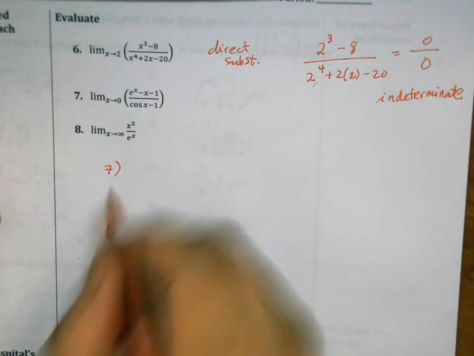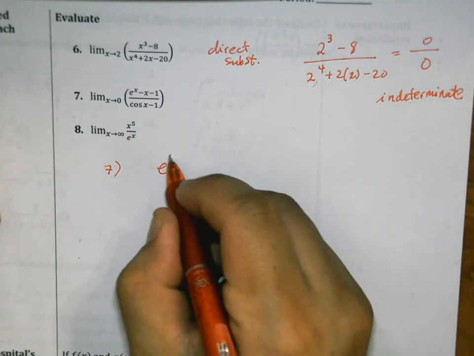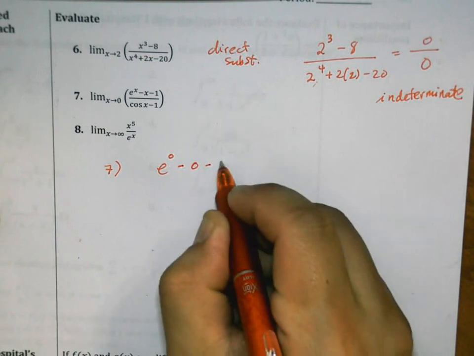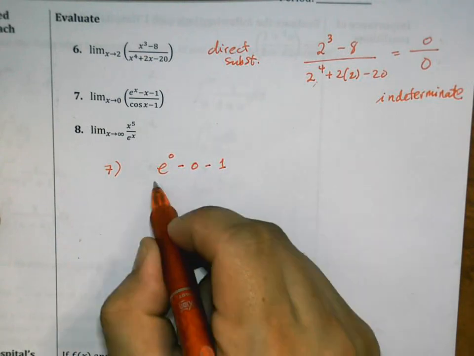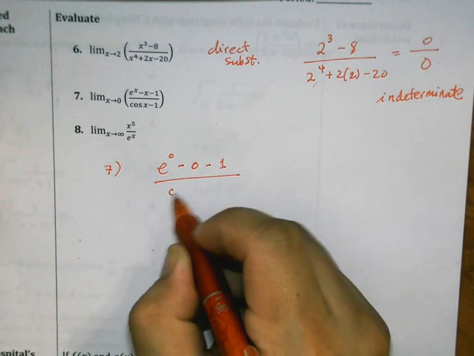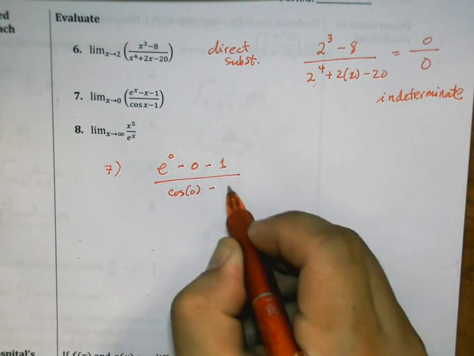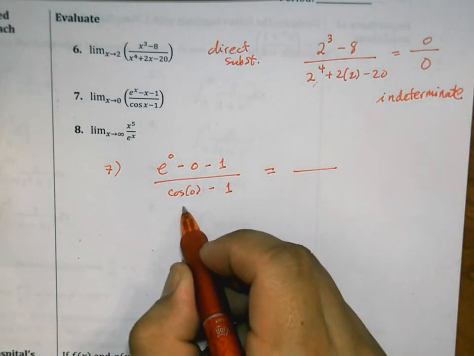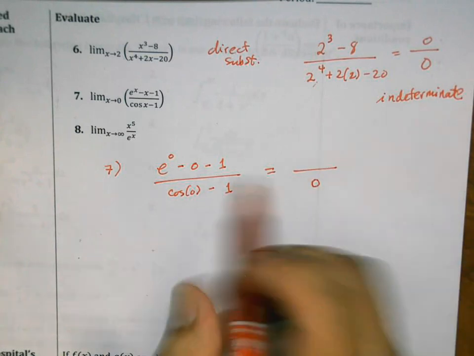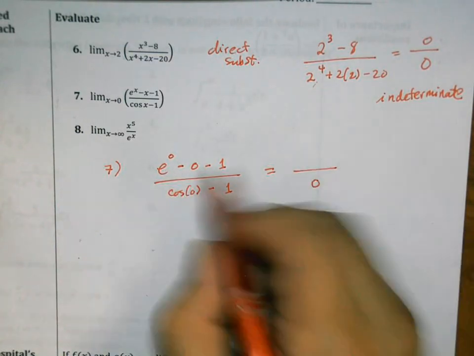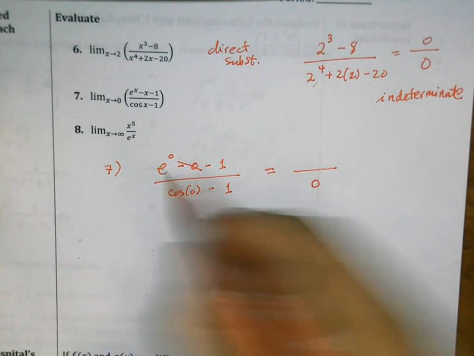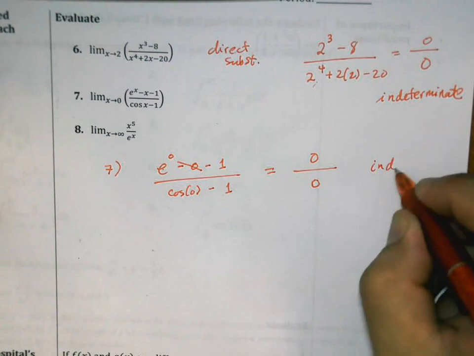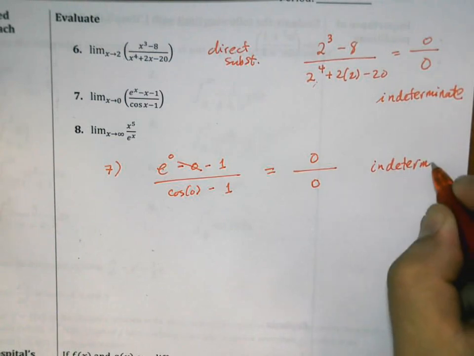Similarly, for number 7, if we try direct substitution, you end up with e to the 0 minus 0 minus 1. In the denominator, you get cosine of 0 minus 1. Okay. So cosine of 0 is 1, minus 1, so that's 0. Up here, you end up with e to the 0. This we can ignore, but you end up with e to the 0. That's 1 minus 1, so that's again 0 over 0. That's also indeterminate.